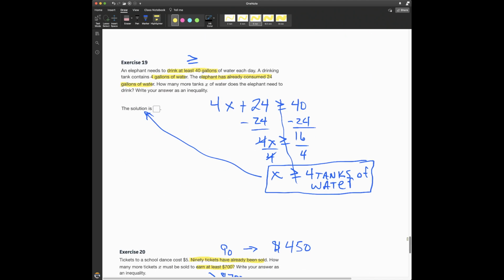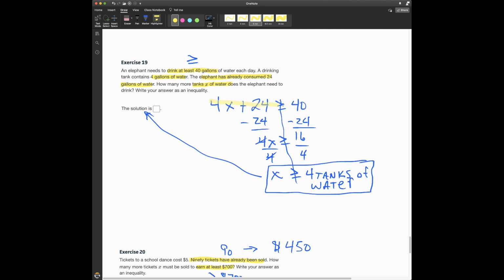Number 19. An elephant needs to drink at least 40 gallons of water each day. A drinking tank contains 4 gallons of water, and the elephant has already consumed 24 gallons of water. So it needs to drink some more water, and you need to know how many more tanks of water the elephant needs to drink. x is the number of tanks, so the number of times you have to fill up the tank.